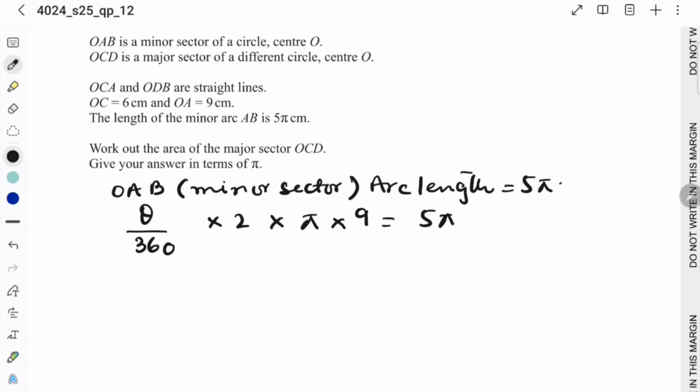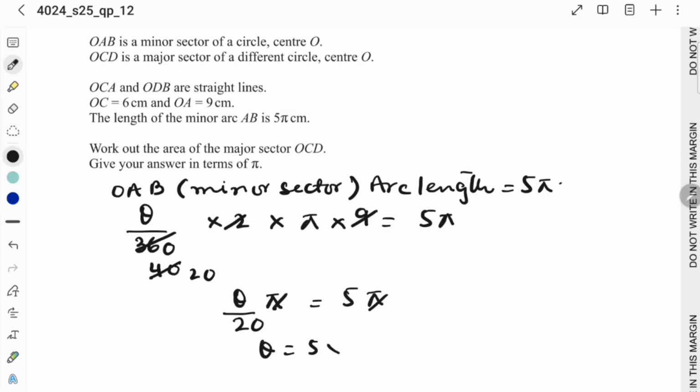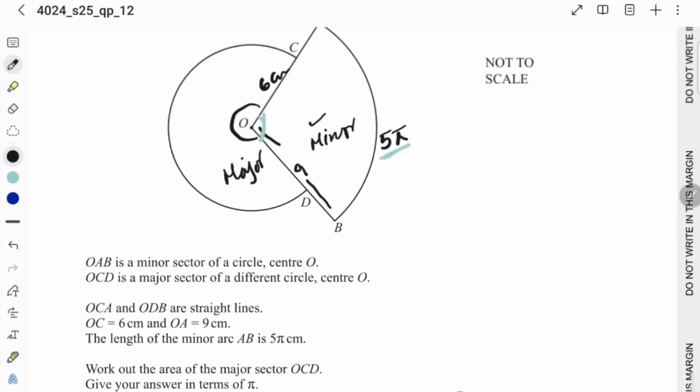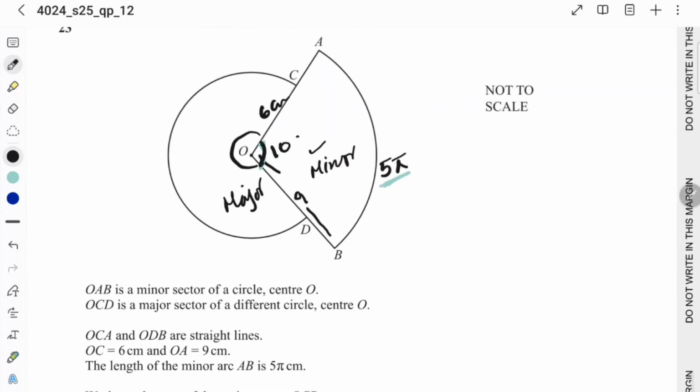So 9 times 4 is 36. It is 40 becoming. Okay, now 2 times 20 is 40. So theta over 20 times pi is 5 pi. Pi and pi you can cancel. So theta is equal to 5 into 20, which is equal to 100 degrees. So here theta is equal to 100 degrees.